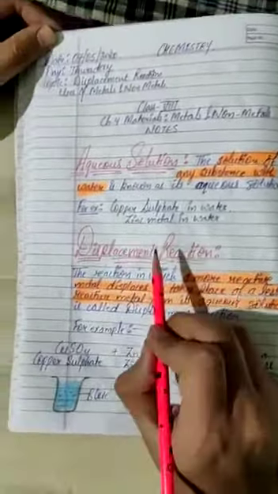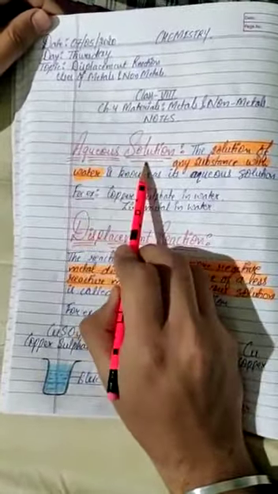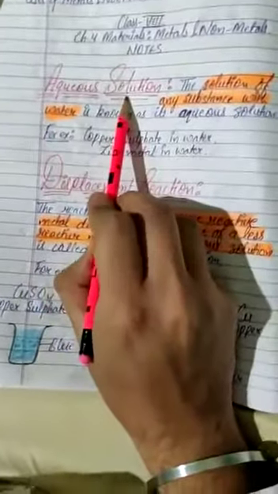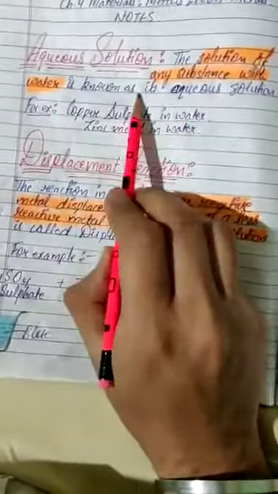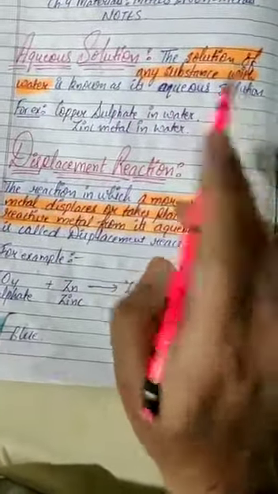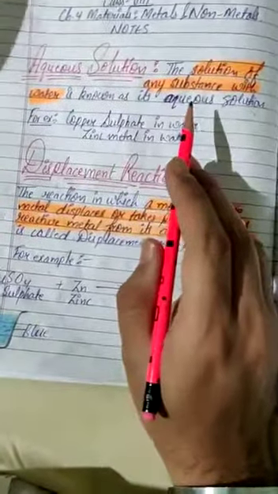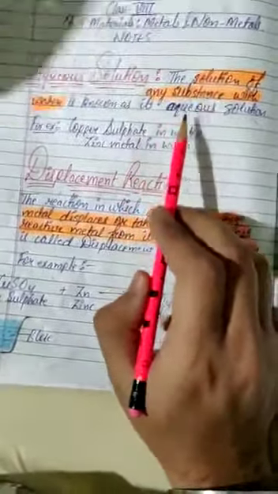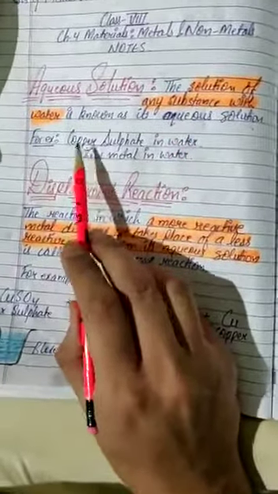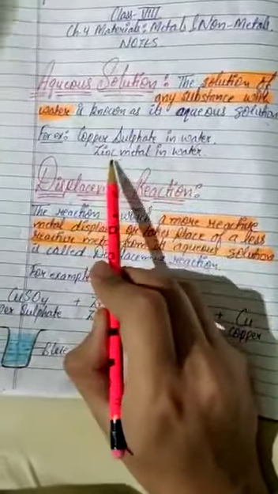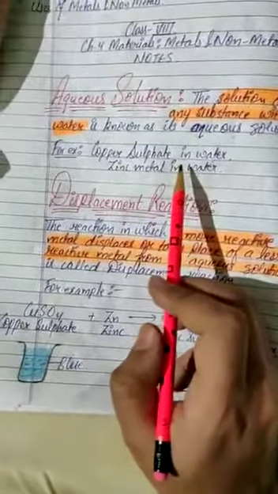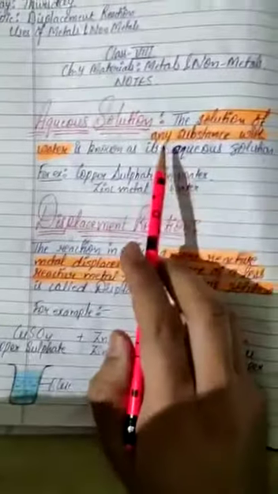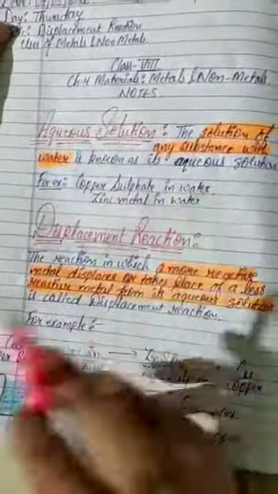So before learning displacement reaction, let us understand what is an aqueous solution. The solution of any substance with water is known as its aqueous solution. Like if we mix any substance with water, it is known as the aqueous solution. Got it? Like the solution of copper sulfate in water. When we dissolve zinc granules, zinc metal in water, that is the aqueous solution. Got it? So the solution of any substance with water is known as its aqueous solution.